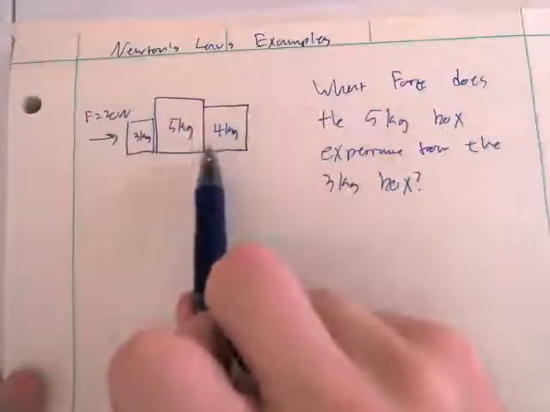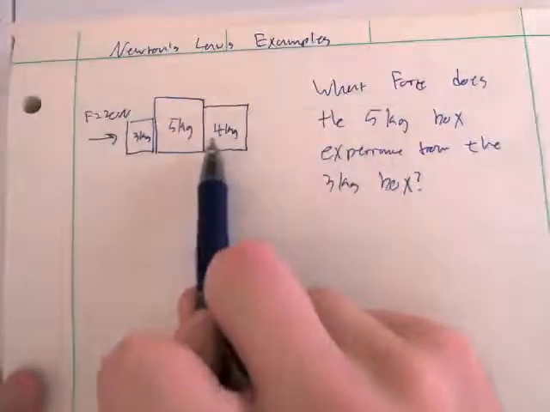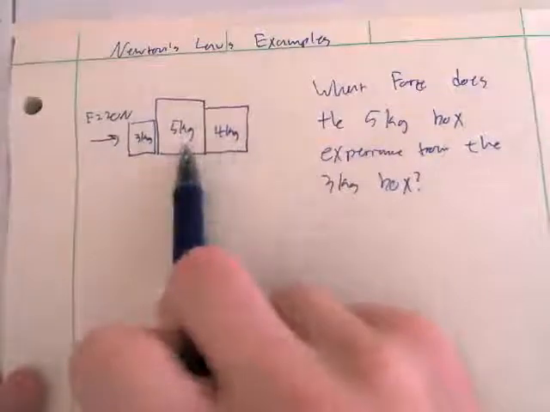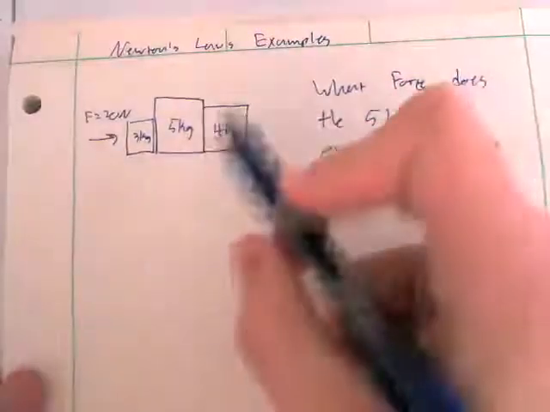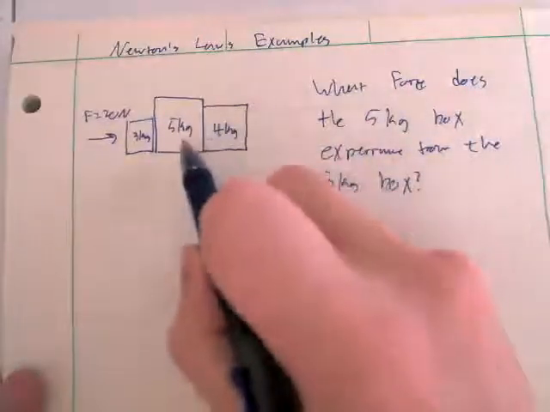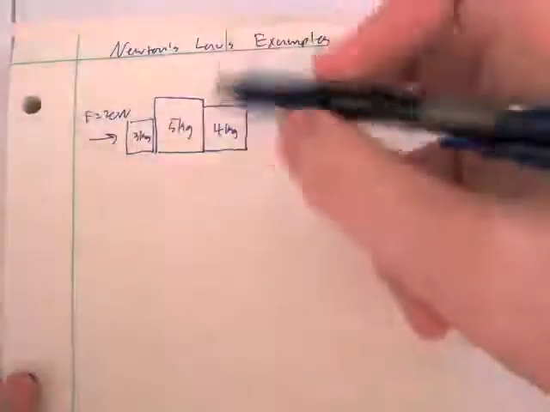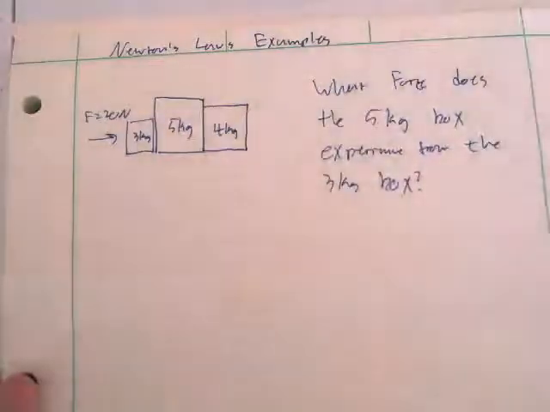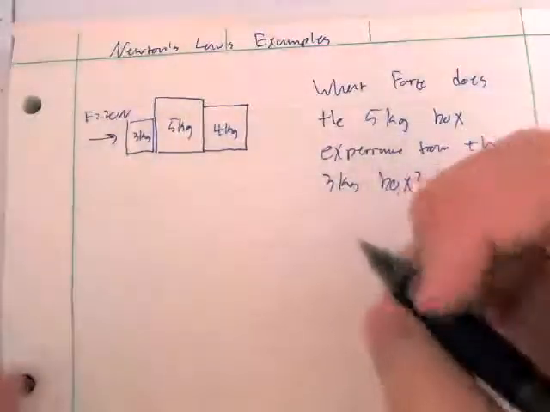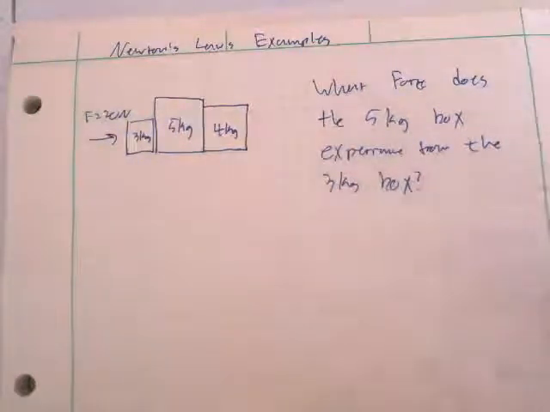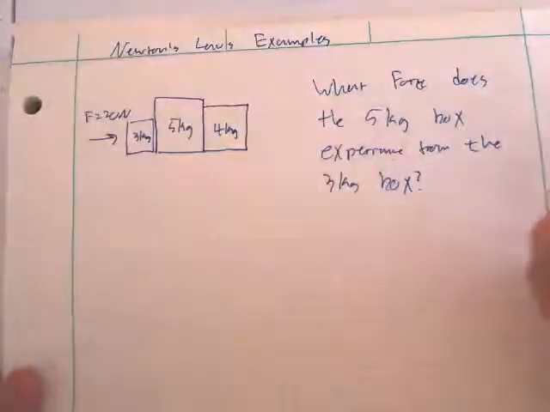Then there's also a pair of forces where the 4 kilogram box is pushing the 5 kilogram box backwards, and the 5 kilogram box is pushing the 4 kilogram box forwards. So these are all the different forces we're going to have to figure out. The first thing that's going to be very helpful is to treat all three of these boxes as one object and figure out the overall acceleration. That will help me figure out the motion of each of these boxes and thus what the different forces acting on them are.